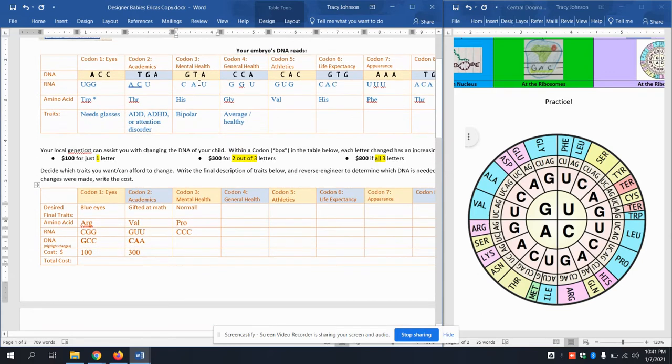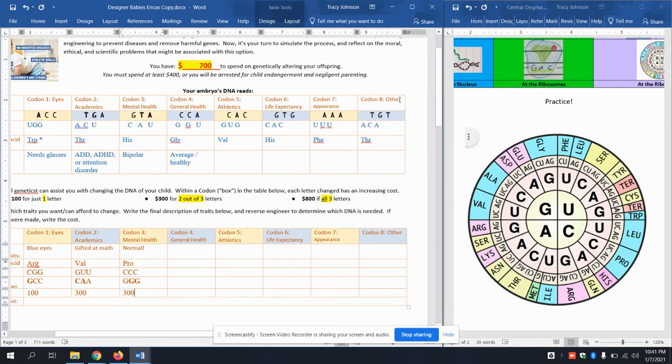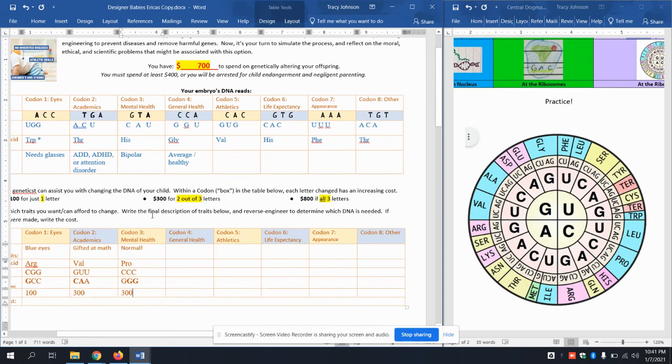To change that from my original DNA, I didn't have any C's. I'm sorry, GGG would be the original DNA. So here it is. I had a G there, but I had to change these last 2 letters here. So it's going to cost me an additional $300. I have spent all my money. So if there's anything else in here that I really didn't want in my kid, I can't afford to fix it.